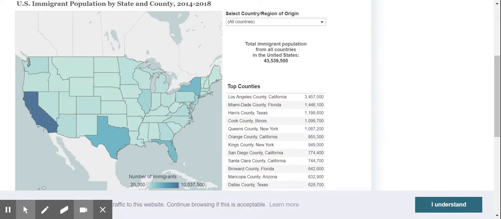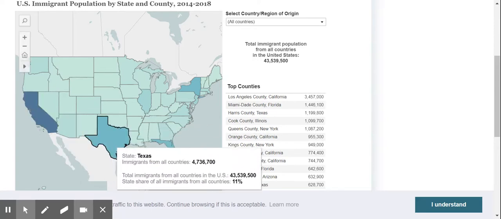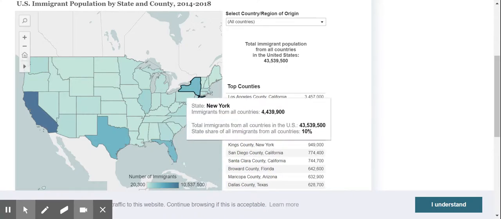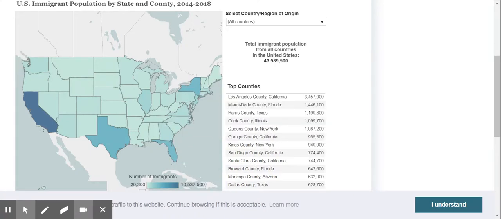My last question is, who would use this map? Why is this map useful? I would use this map if I was an immigrant and I was trying to figure out where I wanted to move to. I would maybe want to move to a place with more immigrants so that I would feel like I had more of a community. Who else would use this map? The government could use this map to figure out where to put services to support immigrants, like which states need English language programs or something like that.